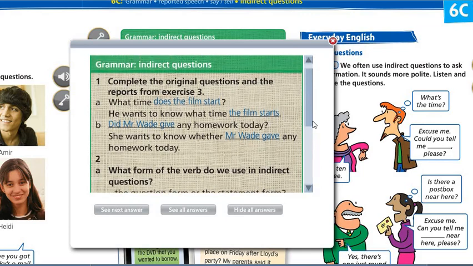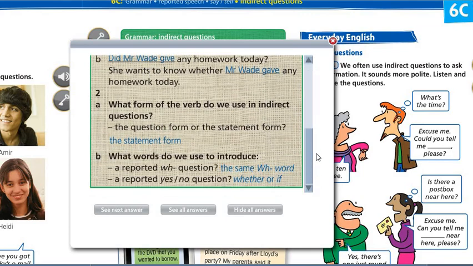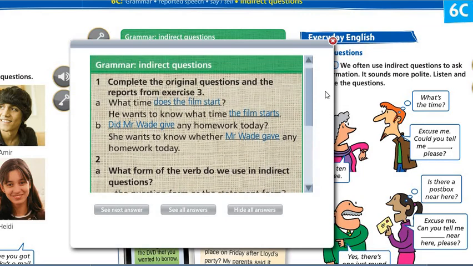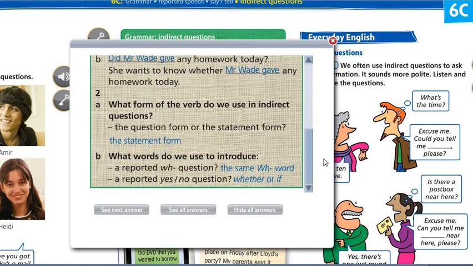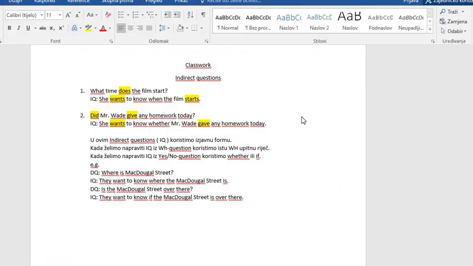Dakle, to je ono što vam ja sad usmeno želim objasniti, a to isto ću vam i pismeno objasniti, što ćete si odnosno zapisat ću vam bilješku, napravit ću vam bilješku koju ćete si zapisati u bilježnicu. Pogledajmo, dakle, classwork, indirect questions, pauzirajmo video i napravimo si bilješku.